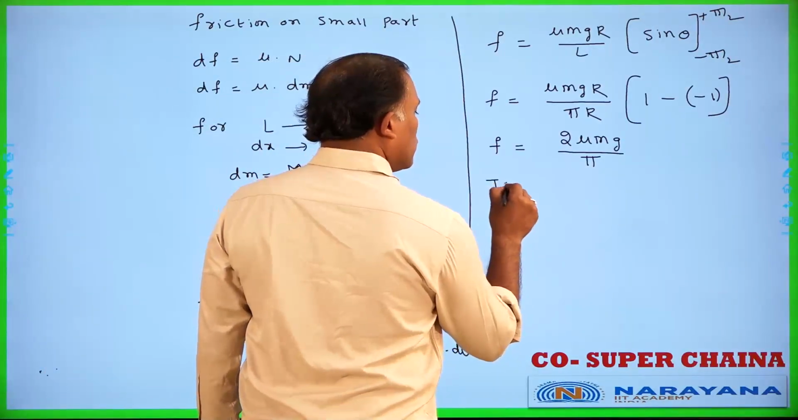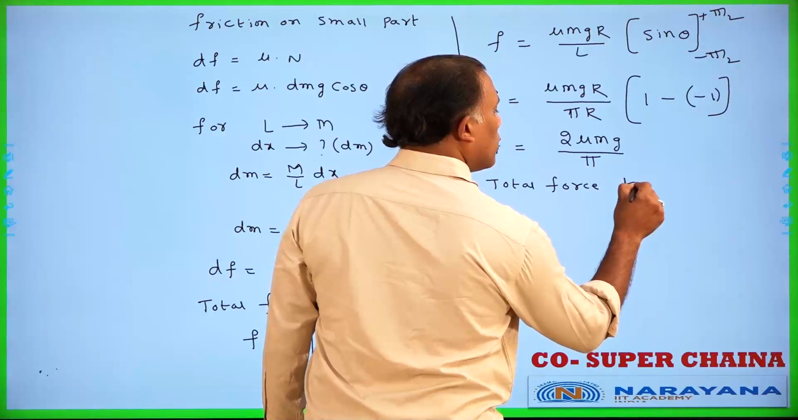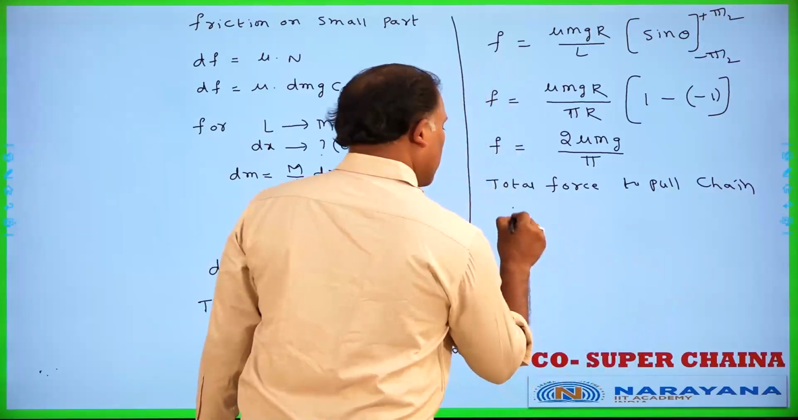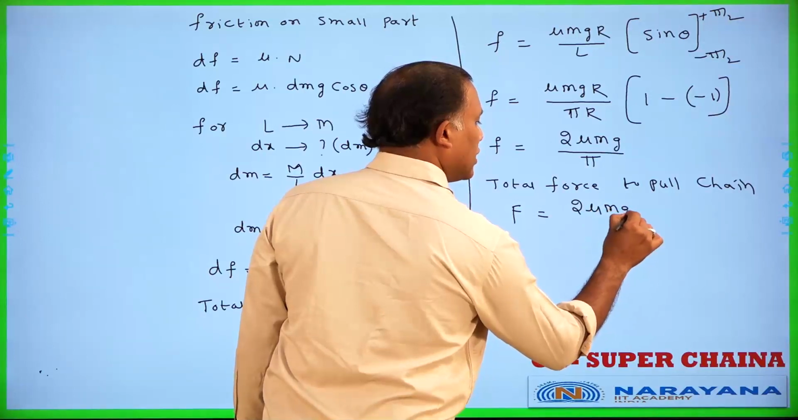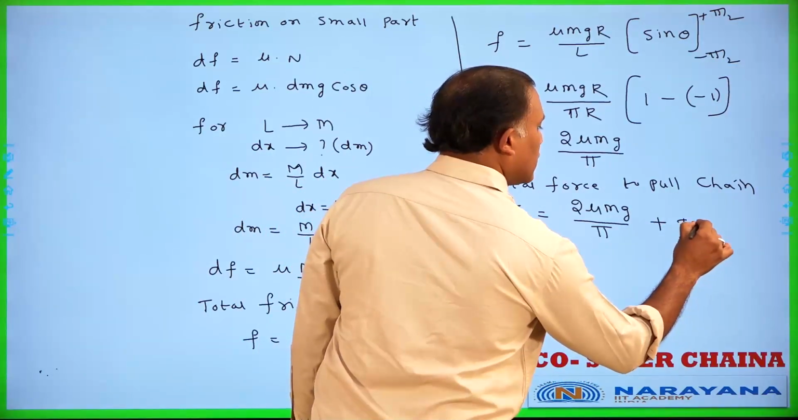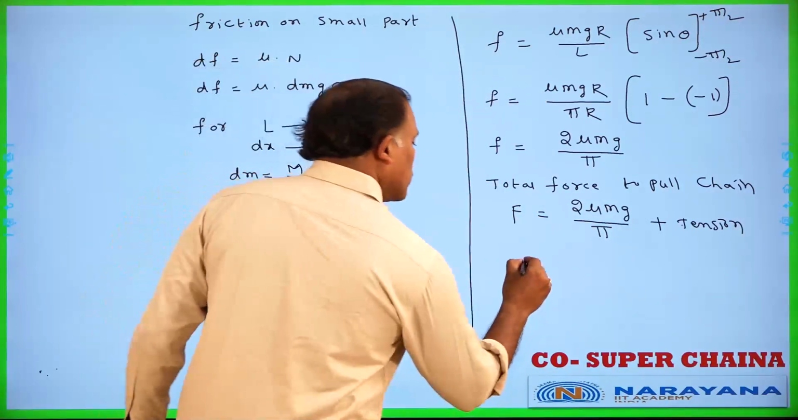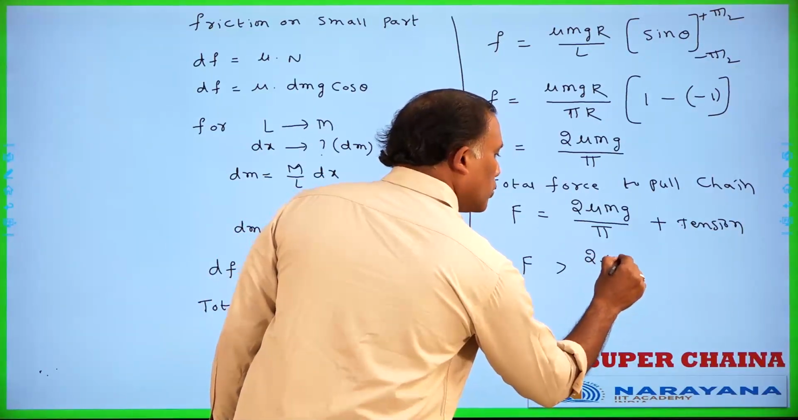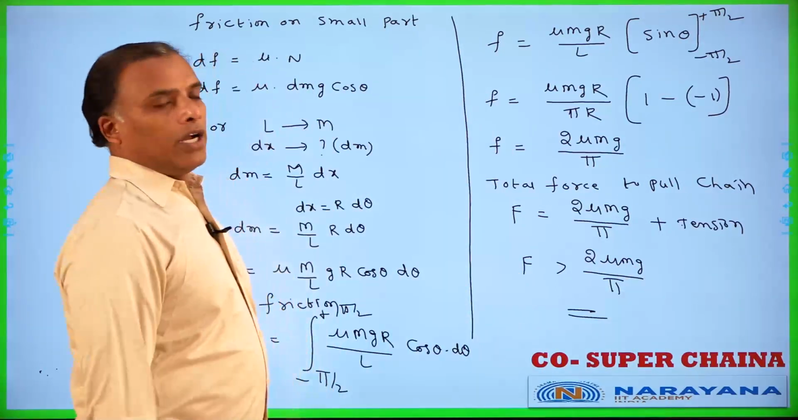So total force to pull the chain, F is equal to 2 mu mg by pi plus tension. Plus some tension also we need to overcome. We need to give some tension in that. So F is greater than, some tension also coming there, no? So obviously greater than 2 mu mg by pi. So this is the answer for that.